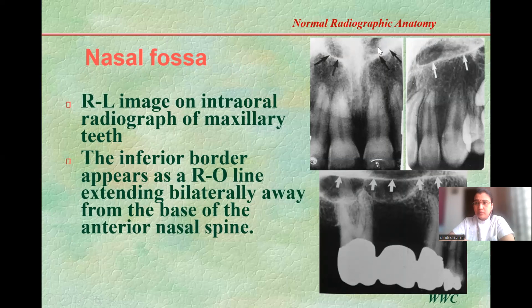ओके, तो यहाँ पर आपको नेजल फोसा के ये दो लाइंस, these are the border of the nasal fossa. Can you see? So the anterior nasal spine, these are the border of the nasal fossa, and above that you will see this is the nasal septum continued, and over here are the two sides nasal fossa. Got it? So it's a radiolucent image on the intraoral radiograph of a maxillary teeth. The inferior border appears as a radio-opaque line extending bilaterally away from the base of the anterior nasal spine.